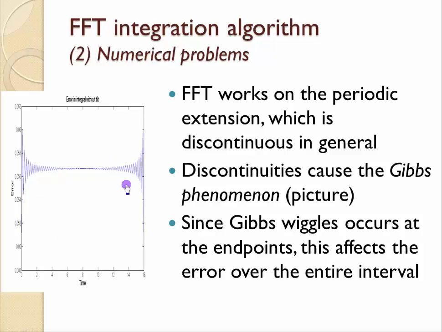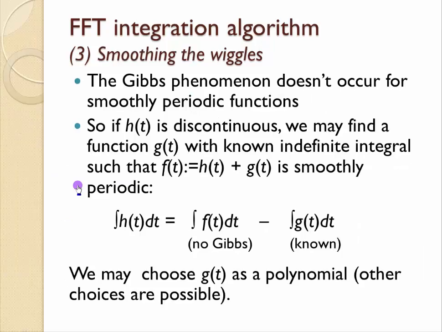So this picture is showing the error in our integral estimation resulting from this Gibbs phenomenon. You can see how bad it is here. And the fact that it's so big here is because there are wiggles here. So we'd like to smooth the wiggles. Now, in fact, the Gibbs phenomenon doesn't occur if you have a smoothly periodic function. So if you start with a discontinuous function, try to find a function to add to it to get something that's smoothly periodic. Okay, that shouldn't be too difficult to do. Just adjust it. And I'll show you a picture in a minute.